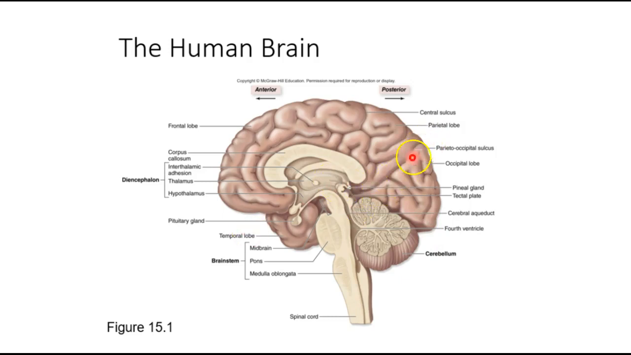Now you can see that parieto-occipital sulcus. This is a true sulcus on that mid-sagittal section.